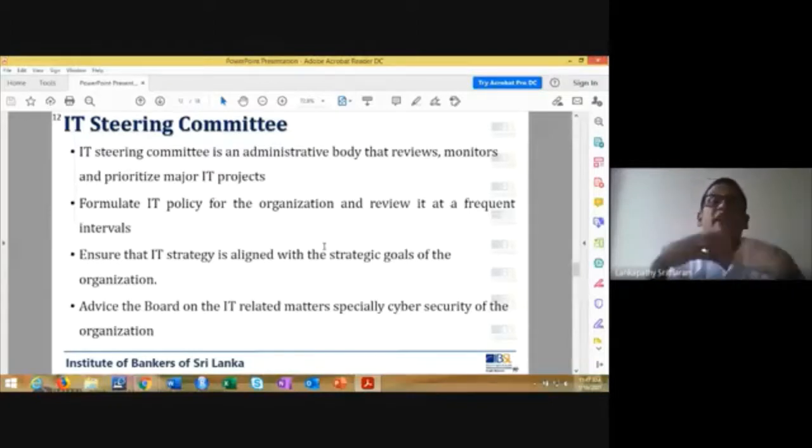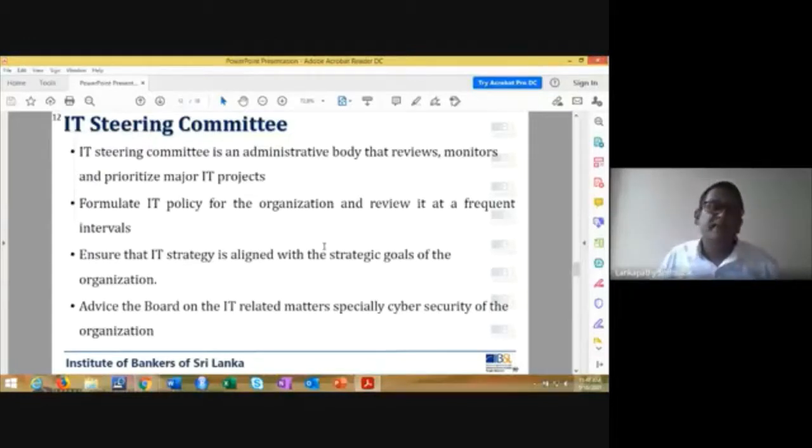For example, if an organization has an overall goal or objective, the IT strategy should match that objective. If a bank or finance institution has the objective of dealing with grassroots level people, then the IT strategy cannot be totally a virtual banking system, because they are going to deal with grassroots level or rural people. So in that case, ensure the IT strategy is aligned with the strategy or goal of the organization. That is the most important thing for an IT steering committee member.